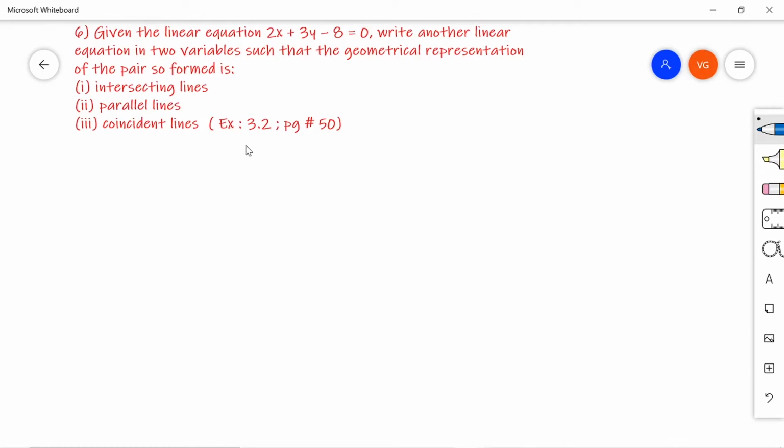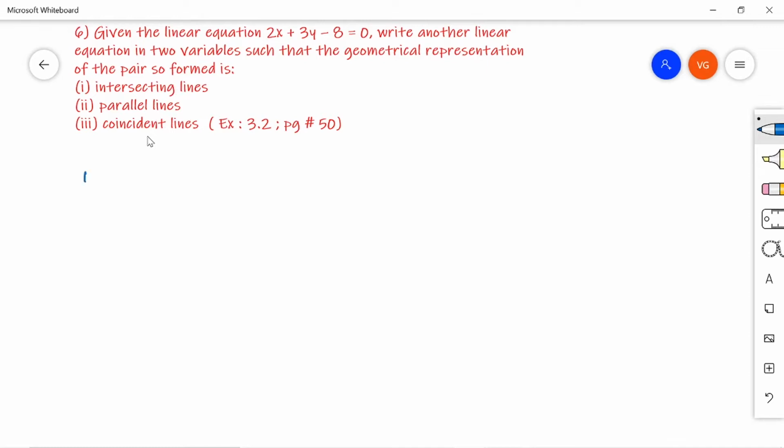So far we have seen problems where you are given two equations and asked whether the two lines are intersecting, parallel or coincident. But now the case is that you have to find the linear equation such that it is intersecting, parallel and coincident. Find out the three linear equations.